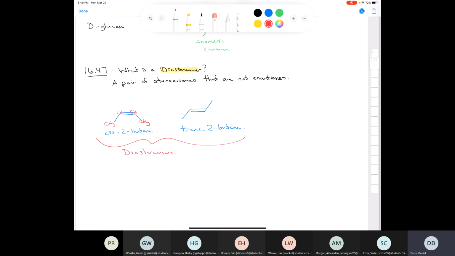Okay, so that's an example of a pair of compounds that are diastereomers. It's the kind of thing that we only cover sort of quickly, the whole concept of diastereomers. So I just wanted to give you an example of some compounds that are diastereomers.